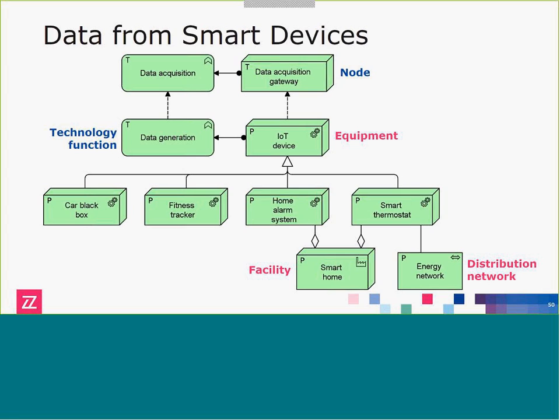Our thermostat is also connected to another new concept, the distribution network. We could only model distribution networks that were used for communication, so data, but now we can model distribution of physical materials or of energy. So this is an energy network modeled as a distribution network.